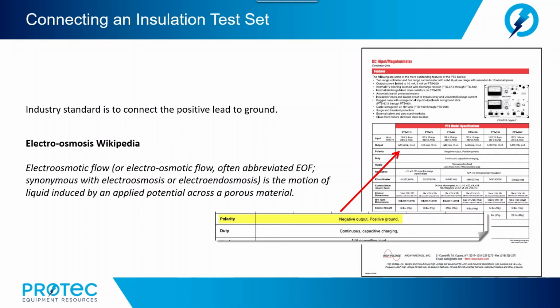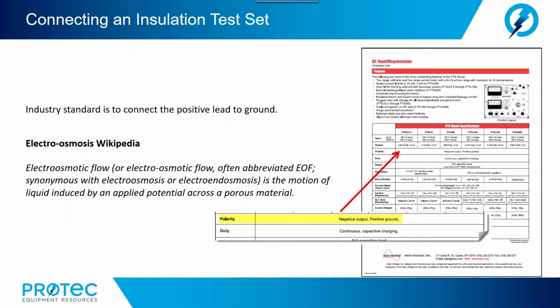Now, unlike DC high potential test sets, most megohmmeters on the market do not have fixed or permanently attached test leads. Rather, they provide a positive and a negative test terminal. In some of the older instruments, the positive terminal was actually referred to as the ground, and the negative terminal was referred to as the line terminal.